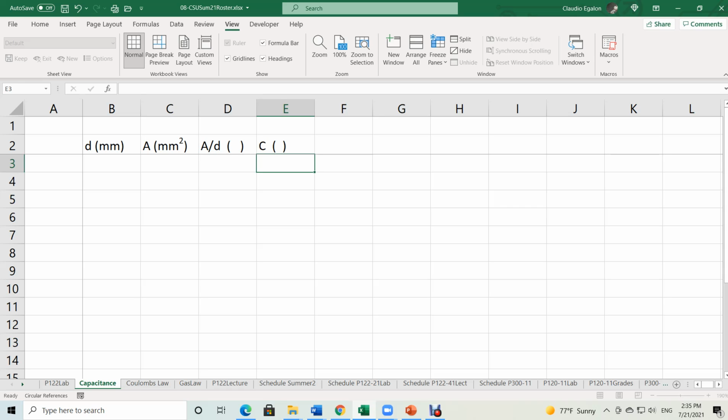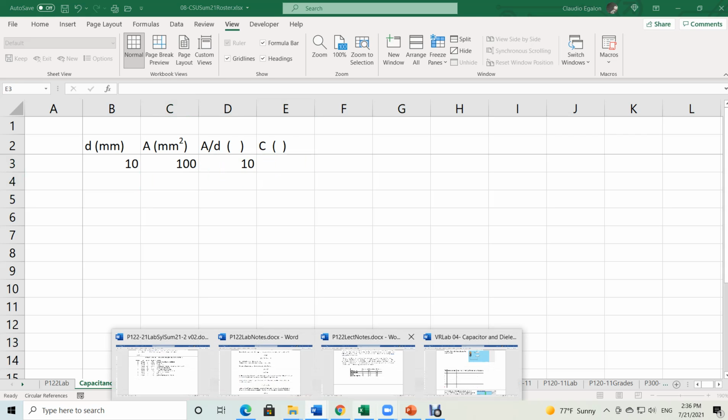So what are we going to do? We start with 10 millimeters, and we start with 100 millimeters square. A divided by D is going to be 10, 10 millimeters, the unit. And then you measure the capacitance.